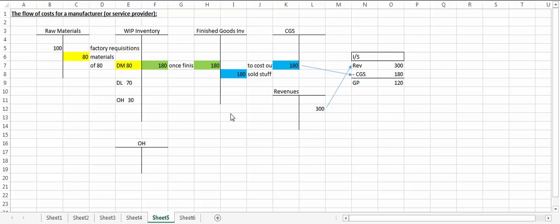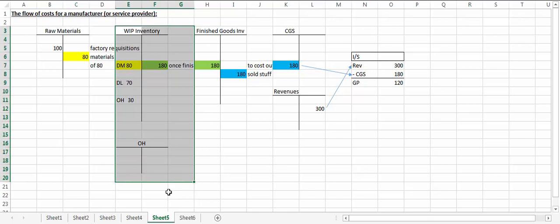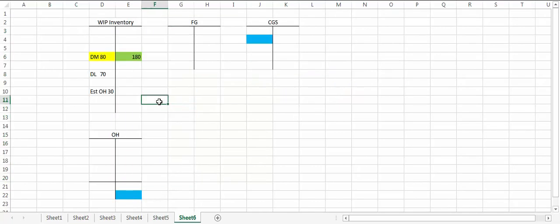This is the second video of the flow of cost for a manufacturer. And in this second video, I'm going to concentrate on the issue of overhead and why we estimate overhead. I did not specify before whether this was estimated or actual, but let's concentrate on just looking at this account by looking at this tab.